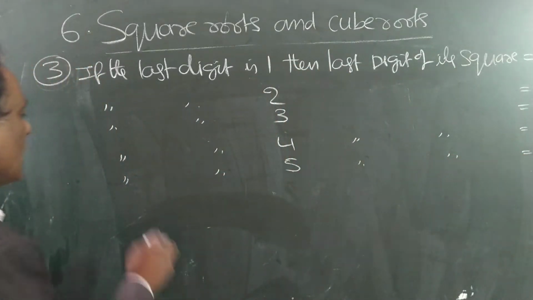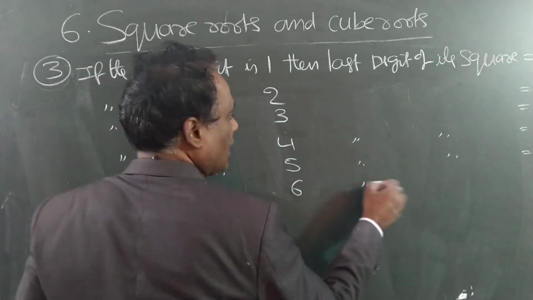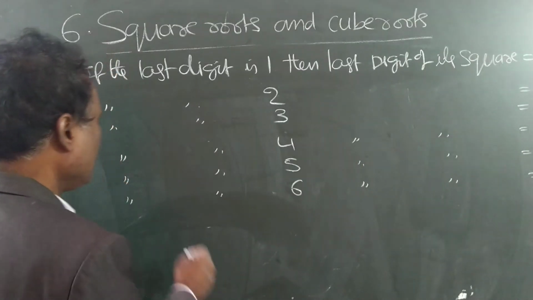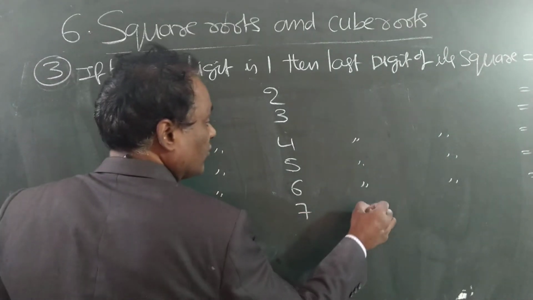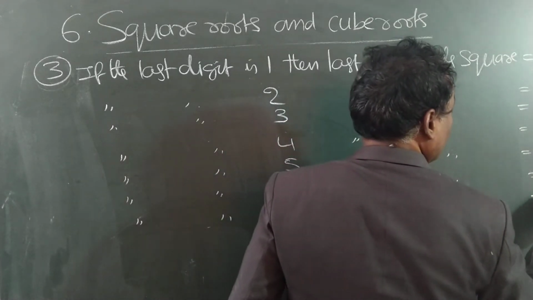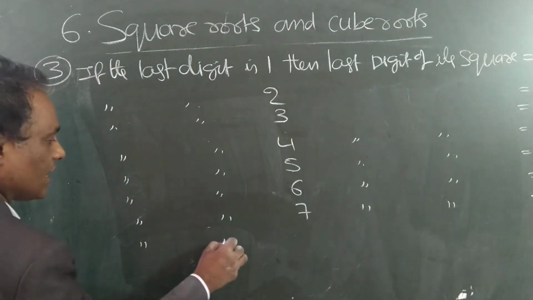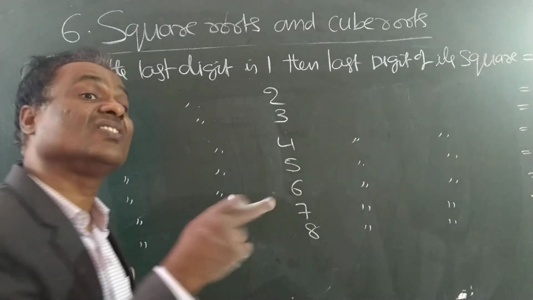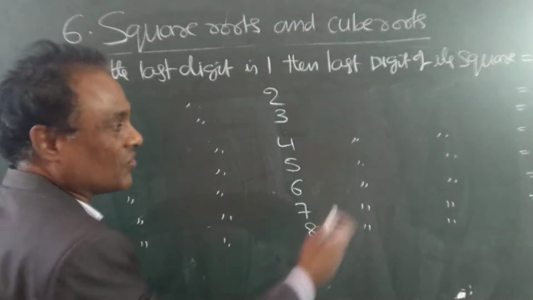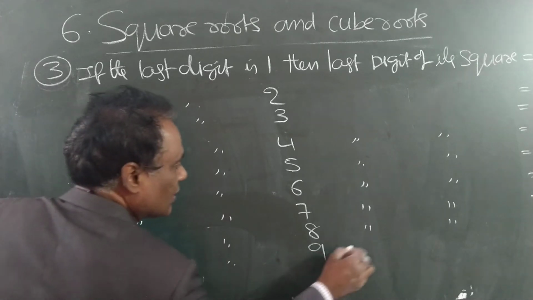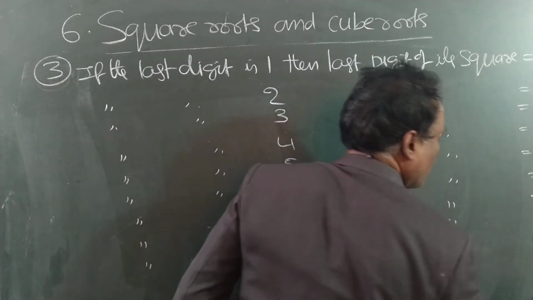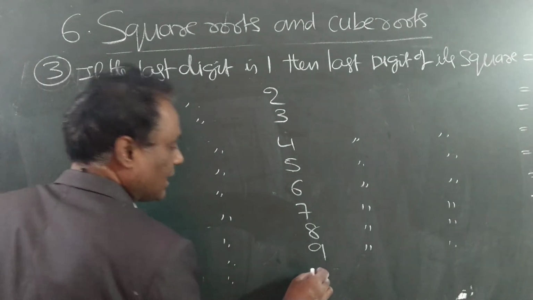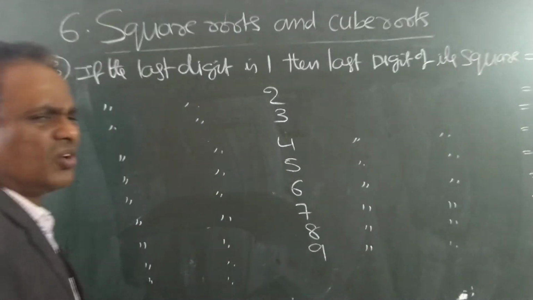Next, suppose the last digit is 6. Its square's last digit is also 6. Easy to remember: 6 square is 36, so 6 only. If the last digit is 7, its square's last digit will be 9. If a number is ending with 8, its square will end with 4, because 8 into 8 is 64. If the number is ending with 9, its square will end with 1, because 9 square is 81. If it is 10 or 0, the last digit is 0.